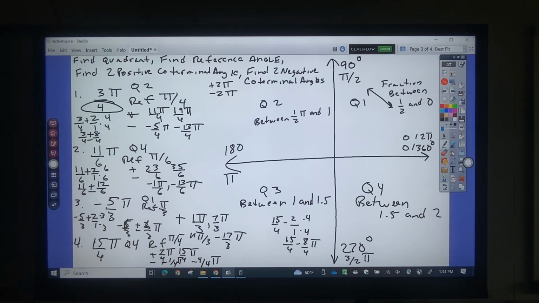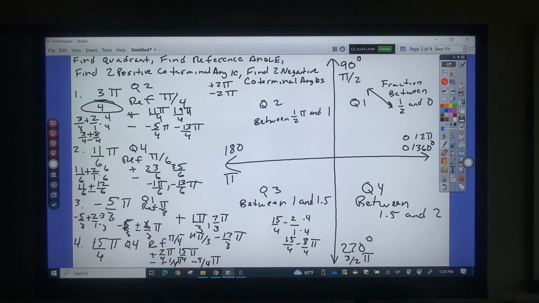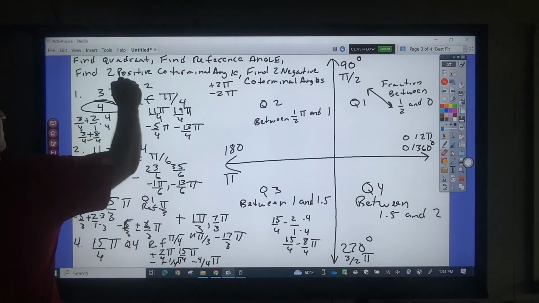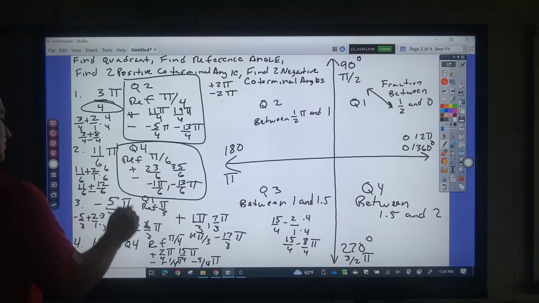But that's what you want to do. Basically, you want to add and subtract 2 pi. So these are my answers for this one.